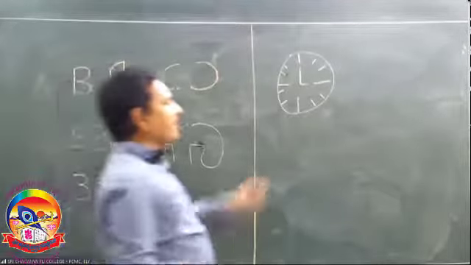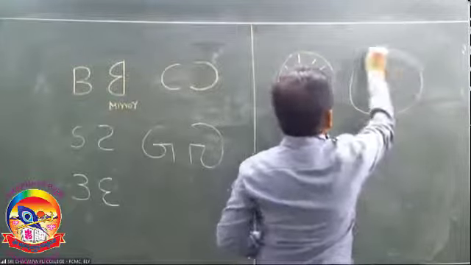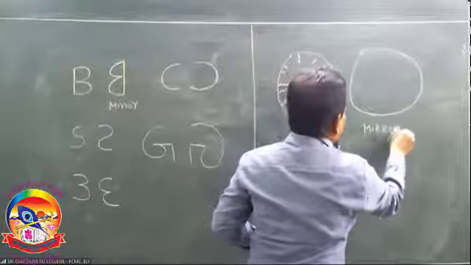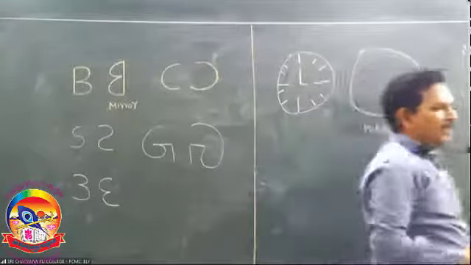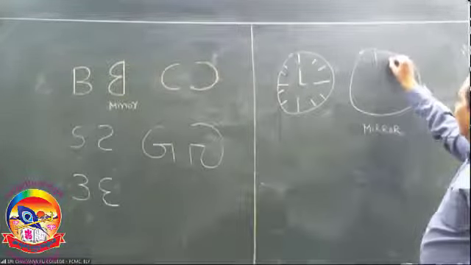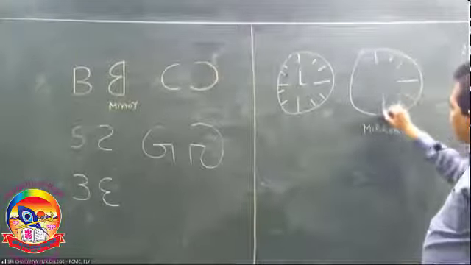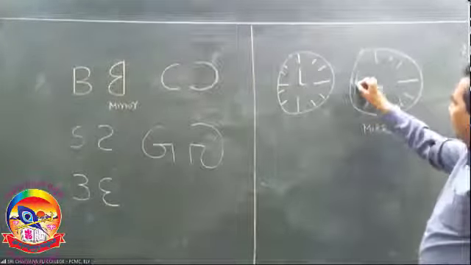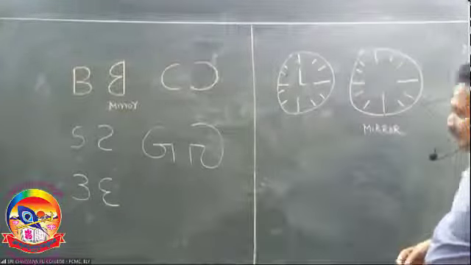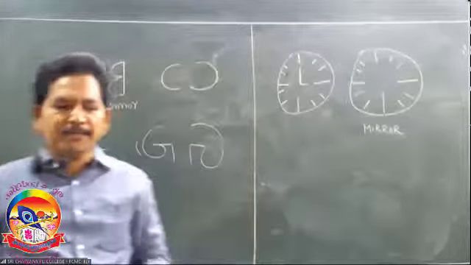If I see the same time in the mirror, what will be the time? This is 12 o'clock, 1, 2, 3, 4, 5, 6, 7, 8, 9, 10, 11, and 12. So what is the image formation by a plane mirror?